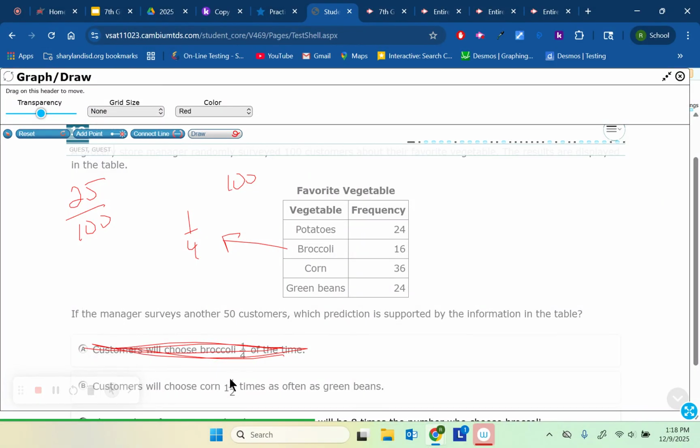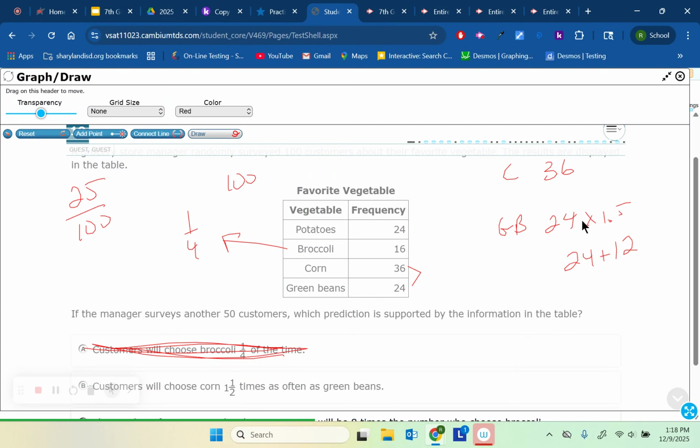Customers will choose corn 1.5 times as often as green beans. So 1.5 times the green beans. If this is corn and this is green beans, I'd put the green beans and the corn 1.5 times. I would multiply this guy times 1.5, or 24 plus 12.